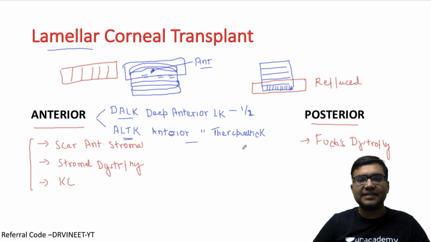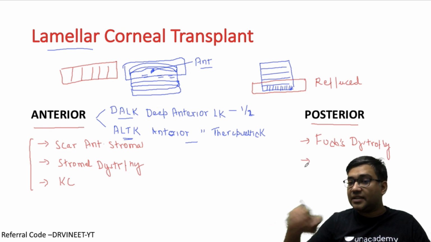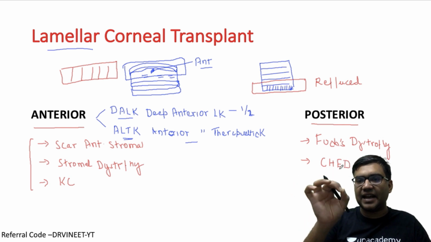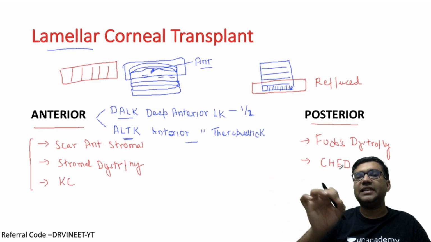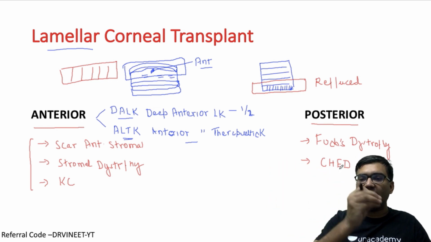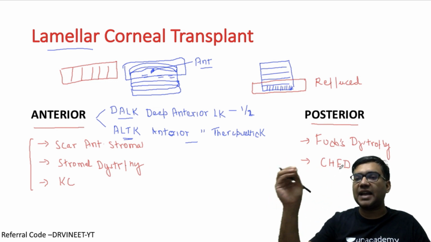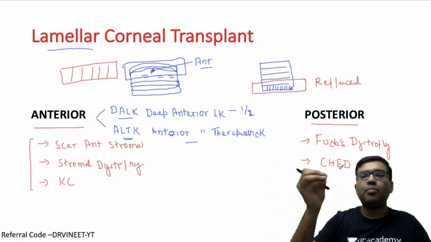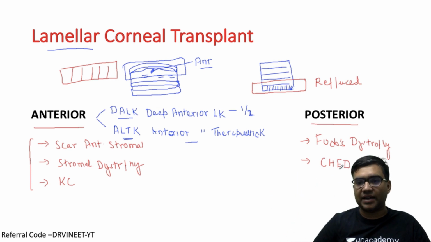The second is, in newborns we can have another type of endothelial dystrophy which is called CHED. So CHED means congenital hereditary endothelial dystrophy. Okay, we have Fuchs dystrophy and we have congenital hereditary endothelial dystrophy. Here we can do a posterior lamellar transplant.